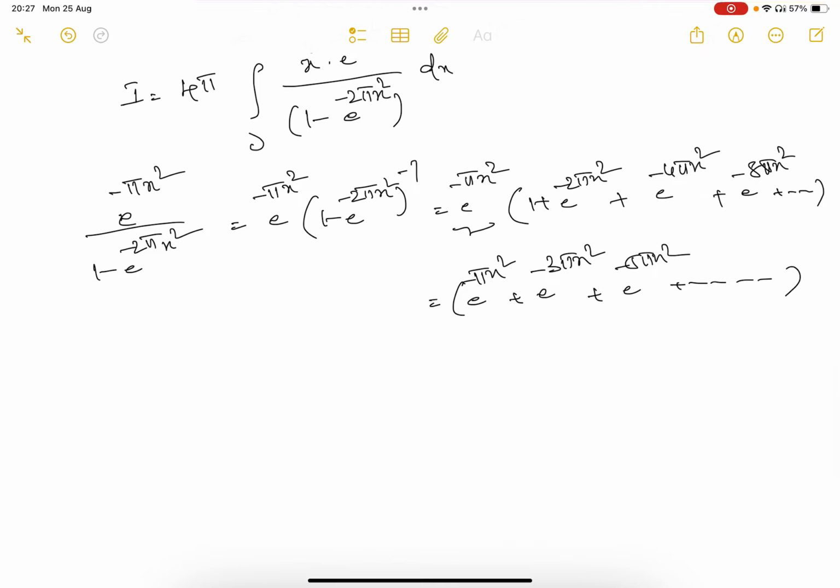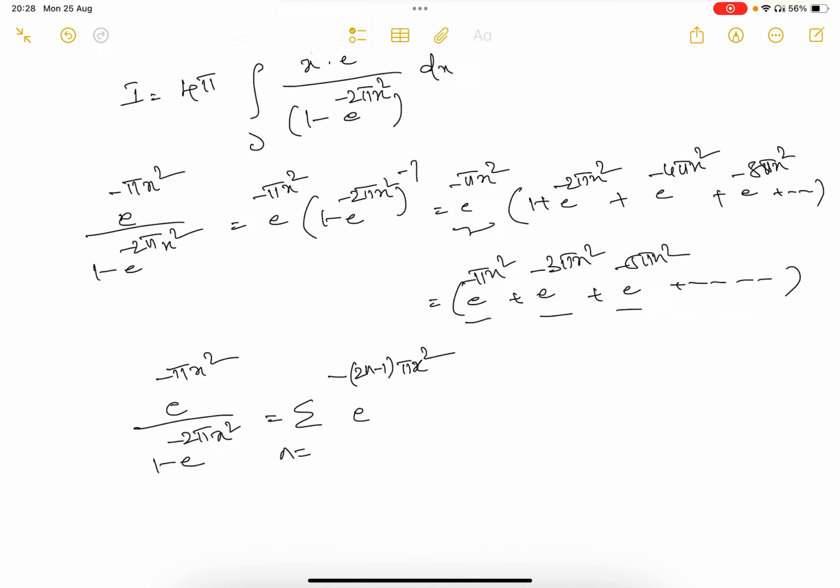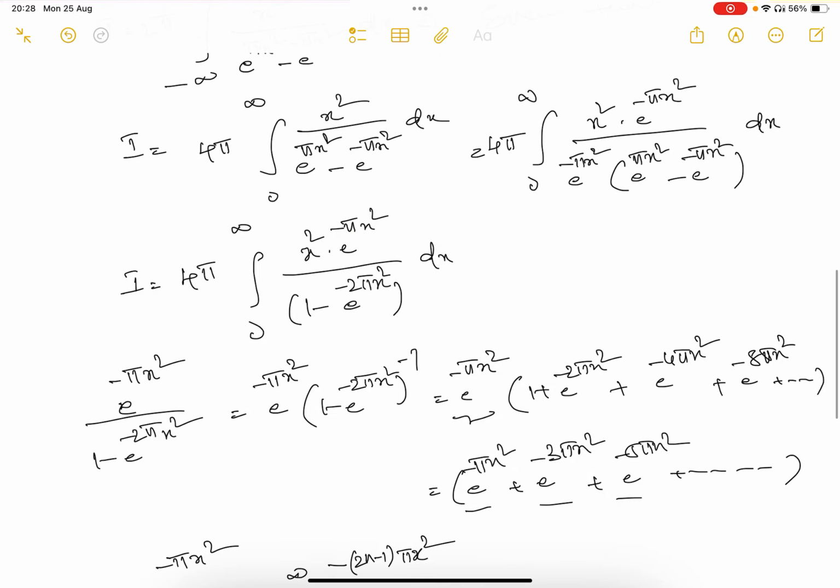So you can write e power minus pi x squared by 1 minus e power minus 2 pi x squared like this. As you can see here, in the exponential parts everything is in odd number form. So e power minus pi x squared into 2n minus 1, with summation. If n equals 1 it will be 2 into 1 minus 1, and it will be e power minus pi x squared. If n equals 2, 2 twos are 4 minus 1 is 3, e power minus 3 pi x squared. This is how you can write the summation form.